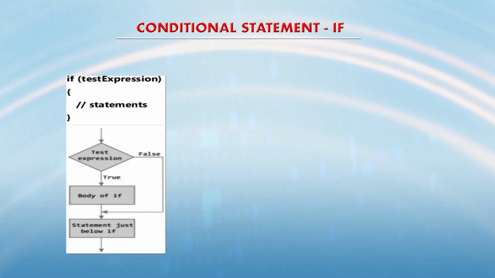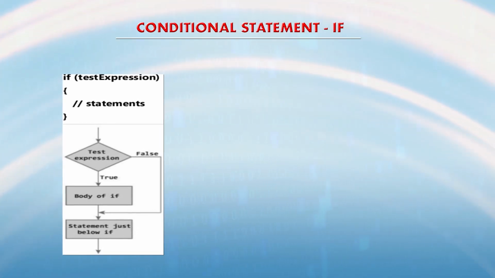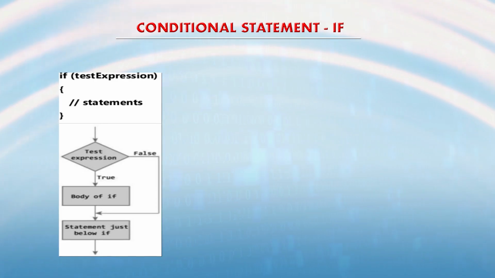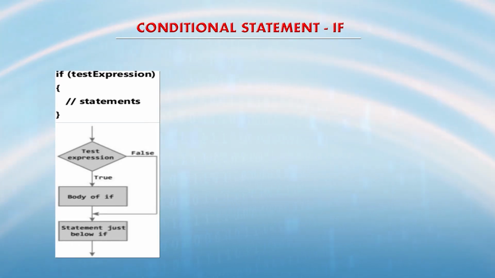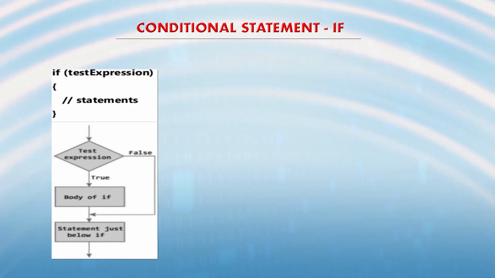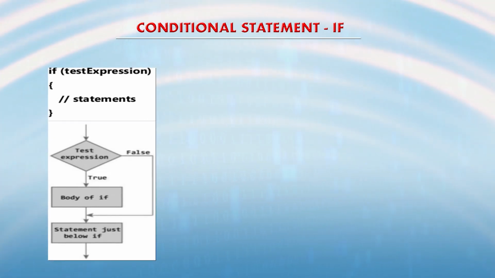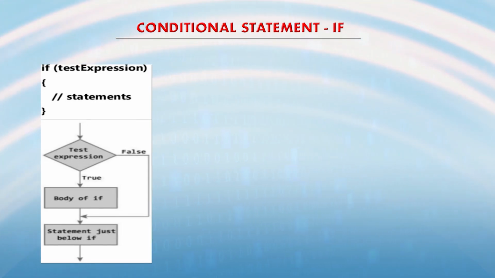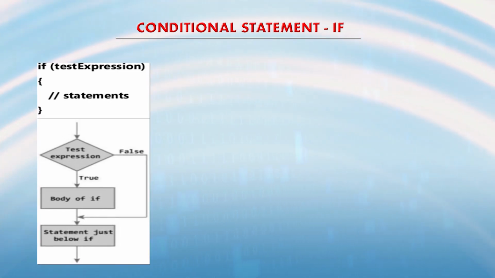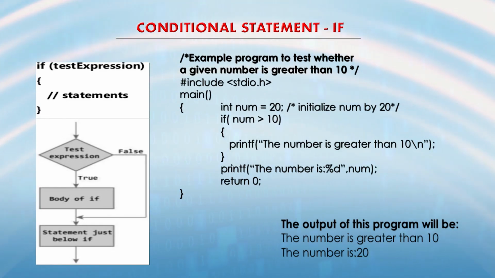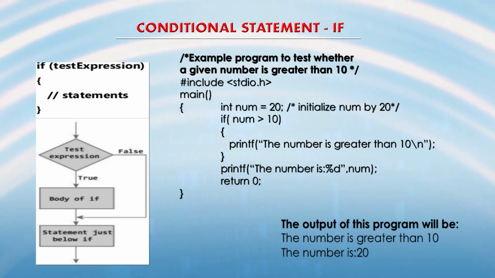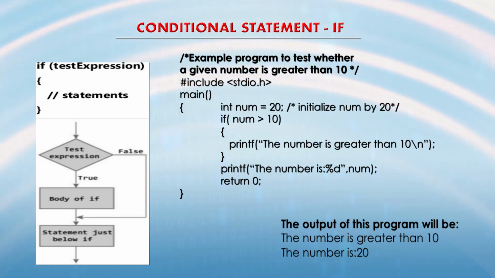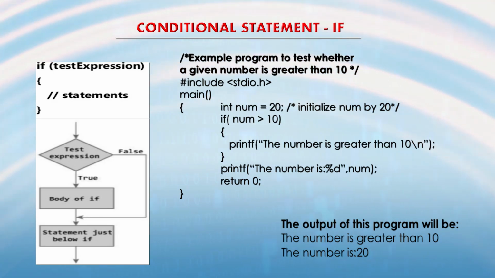Now, this can be well understood with the help of a flowchart. There is a decision box, where the test expression is written. If the test expression turns out to be true, then we enter the body of the if, and if it turns out to be false, then we do not execute the body of the if construct. To understand this, let us see the example program to test whether a given number is greater than 10 or not.